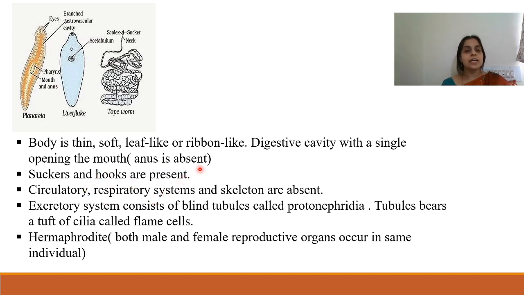Circulatory and respiratory systems and exoskeletons are absent. The excretory system consists of blind tubules called protonephridia. These tubules bear a tuft of cilia, and those cells are called flame cells, so it looks like a flame. The shape is like that. They are hermaphrodites in nature, meaning both male and female reproductive organs occur in the same individual.